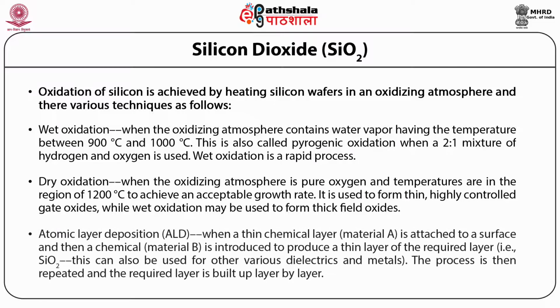Lastly, we have atomic layer deposition (ALD). A thin chemical layer of material A is attached to a surface and then a chemical material B is introduced to produce a thin layer of the required material, that is SiO2. This can also be used for various other dielectrics and metals. This process is then repeated and the required layer is built up layer by layer.